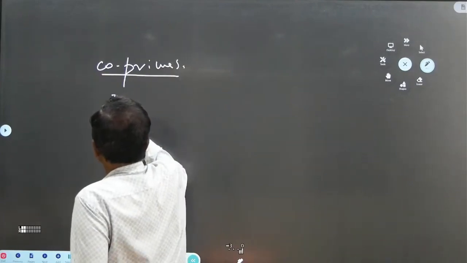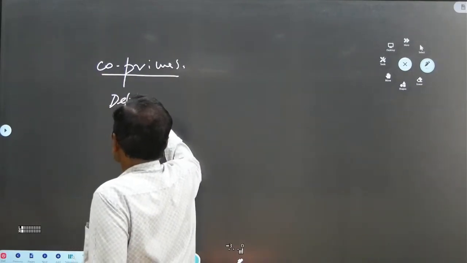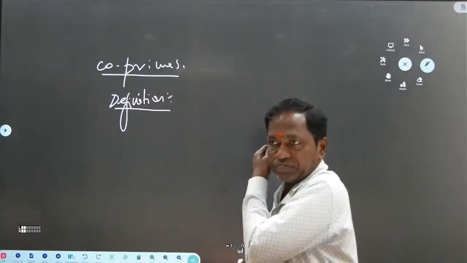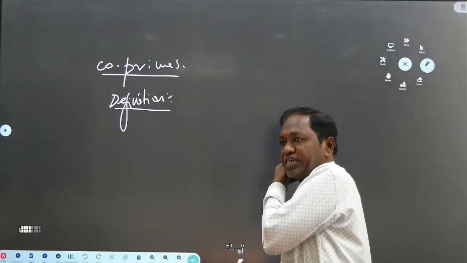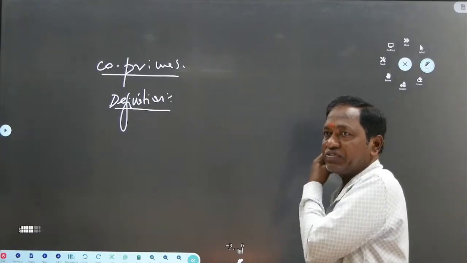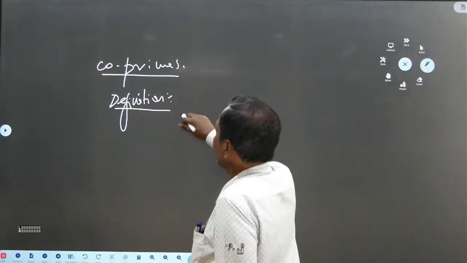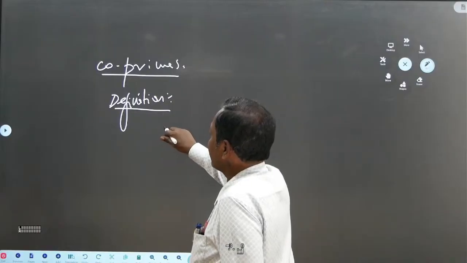Co-primes. You can see the definition. What is the definition of co-primes? Co means 2. In English, co is a prefix that refers to 2. Right. Co-prime numbers. See, what does the definition say?